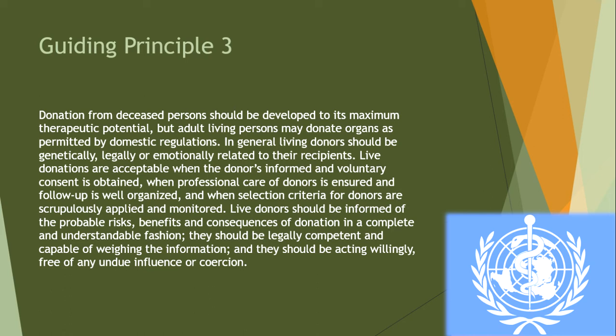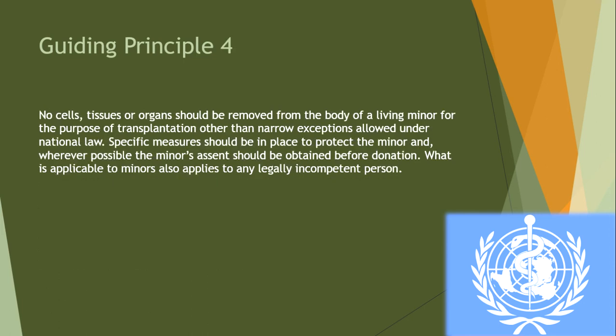Live donors should be informed of the probable risks, benefits and consequences of donation in a complete and understandable fashion. They should be legally competent and capable of weighing the information, and they should be acting willingly, free of any undue influence or coercion. No cells, tissues or organs should be removed from the body of a living minor for the purpose of transplantation other than narrow exceptions allowed under the national law.